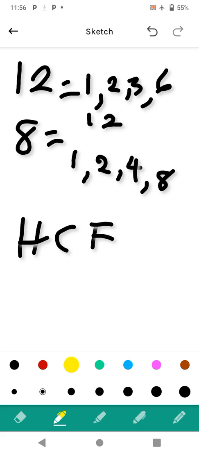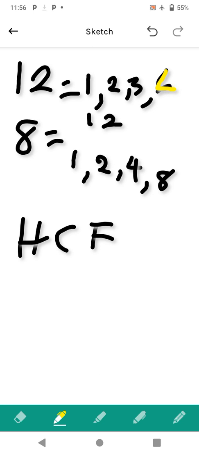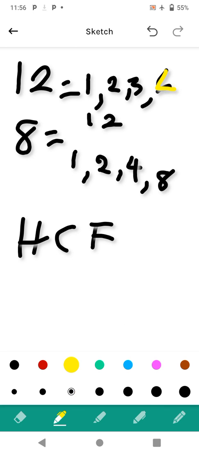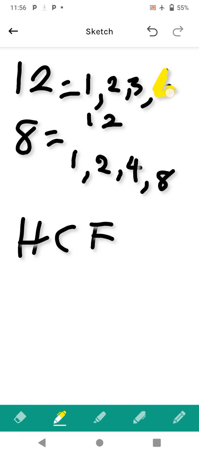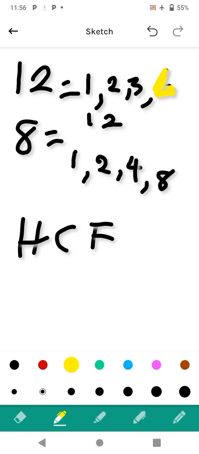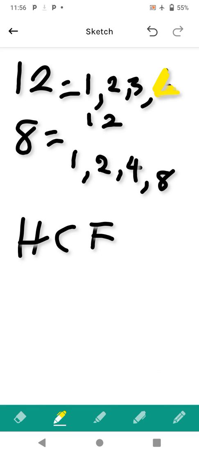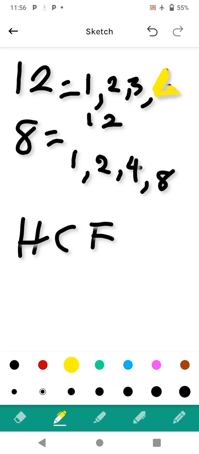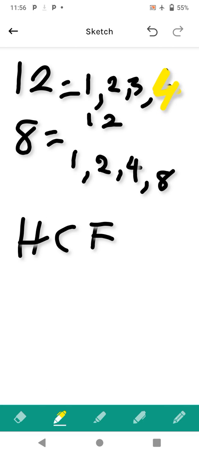Sorry, we are supposed to have 4 among the factors of 12 as well. Supposed to have 4 here. Also have 4. Then we can now have 6.